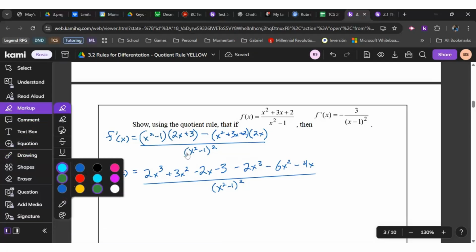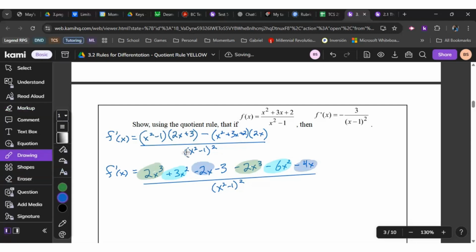Then look. Now I can take it a step further. X cubes, x squareds, x's. Put them all together. So those cancel. That one becomes negative 3x squared. Hang on, I think we did something wrong. No, you're right. You're fine. Negative 3x squared minus 6x minus 3 all over x minus 1 squared.